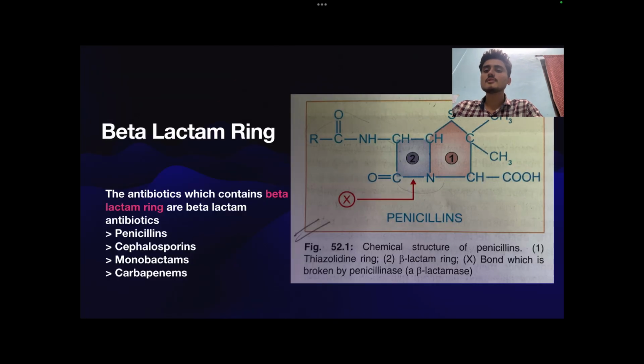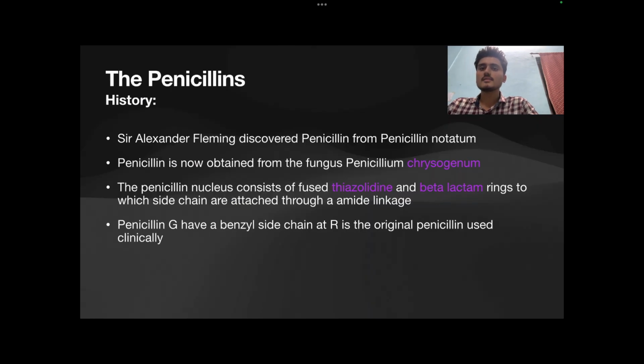The antibiotics which contain a beta-lactam ring are beta-lactam antibiotics. They include penicillin, cephalosporins, monobactams, and carbapenems. This slide shows the penicillin ring. Penicillin: history. Sir Alexander Fleming discovered penicillin from Penicillium notatum.